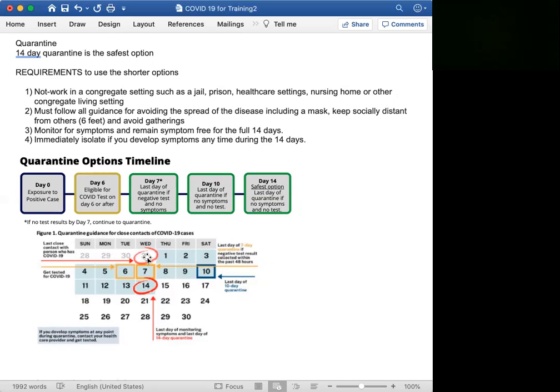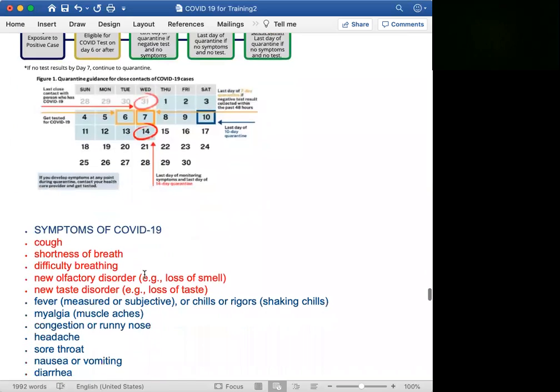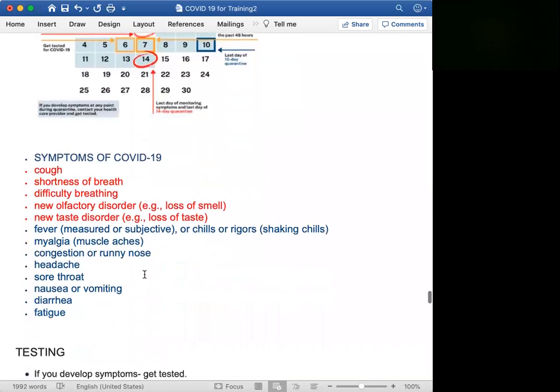So the 14 days would be that starting on your day of exposure is day 0. Count the full 14 days. You're released on day 15. The 7-day option requires a test on day 6 or 7. Again, no symptoms, can be released on day 8. The 10-day option, no test required, no symptoms through day 10, can be released on day 11 with monitoring for the 14 days. The symptoms you're monitoring for are listed here.